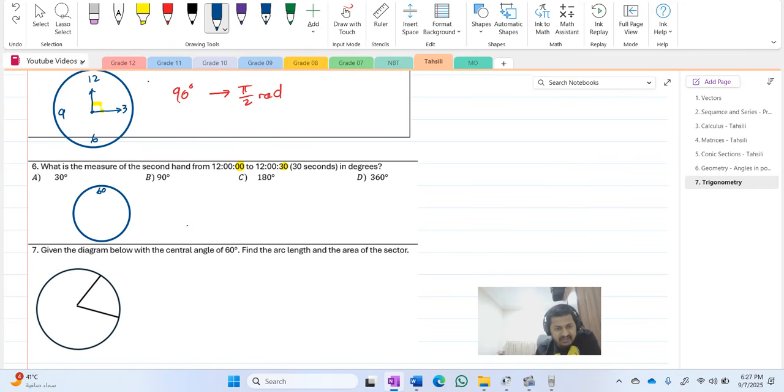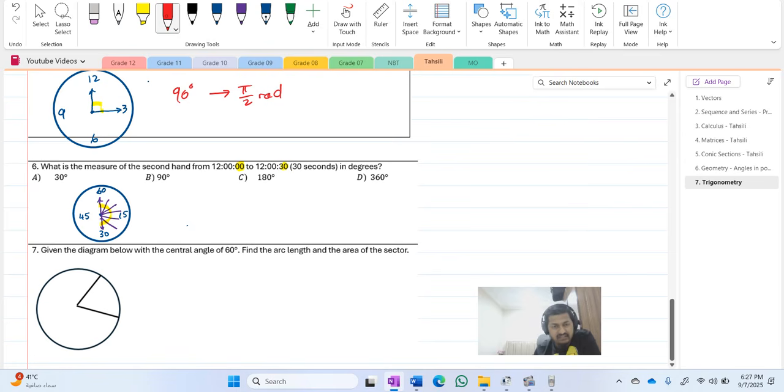It started from 60, and it's going directly across because we want 30 seconds, and it goes in this direction. So from there to there, what is that angle? It's a straight angle, and that is 180 degrees. I hope you guys are understanding. Right, moving on to the next question.